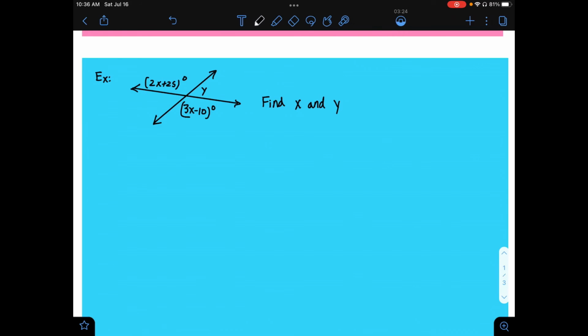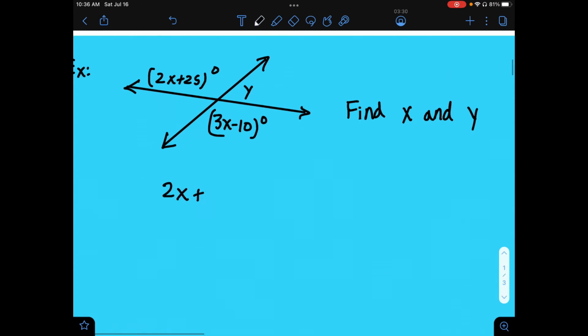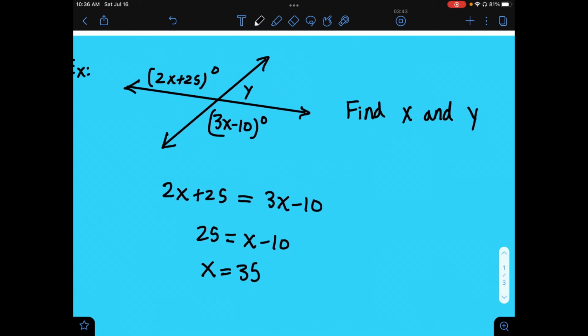We're going to start with vertical angles since they both have the variable x in them. So we're going to do 2x plus 25 is equal to 3x minus 10. Combine like terms, so we're going to subtract 2x from both sides, and then add 10 to both sides, so x equals 35.